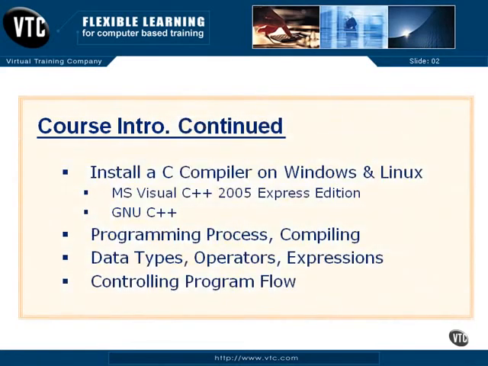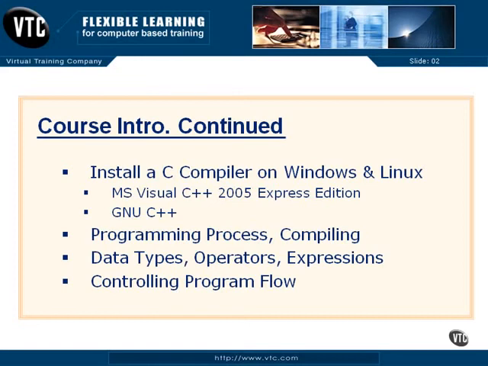We will install a C compiler on a Windows platform and a Linux platform. We will be using Microsoft's Visual C++ 2005 Express Edition. And even though it's created for C++, it will compile our C code and our samples just fine. Same thing with the GNU, GNU's Not Unix, C++ compiler. We'll make sure that you have it installed properly and updated with the right libraries so you can use it on your Linux system.